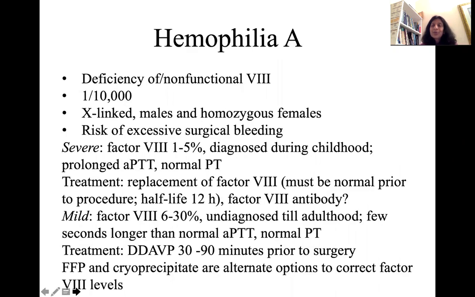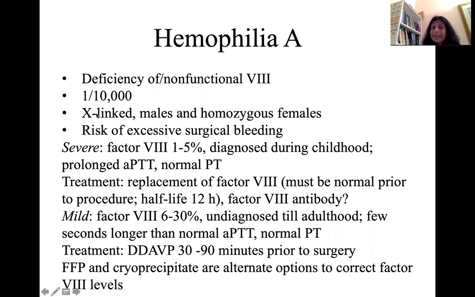What conditions do we see as abnormal? One of them is hemophilia A. This is deficiency of our non-functional factor 8. Okay, factor 8, that is a cofactor that's needed in the activation of factor 10, right? And its frequency is about 1 in 10,000.